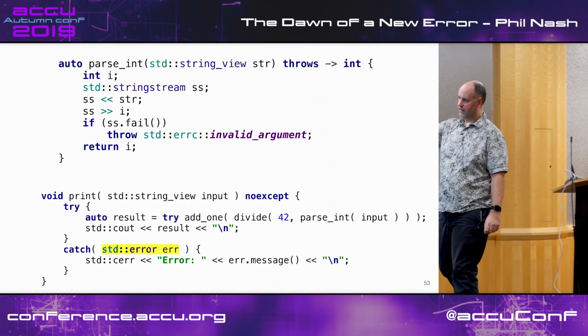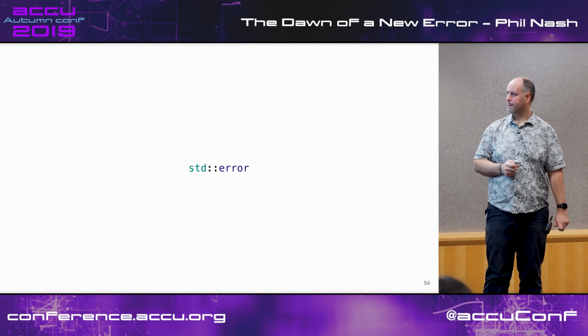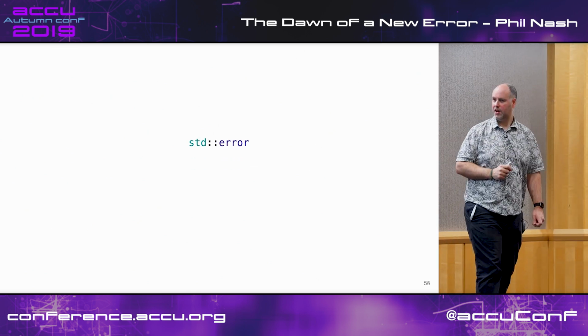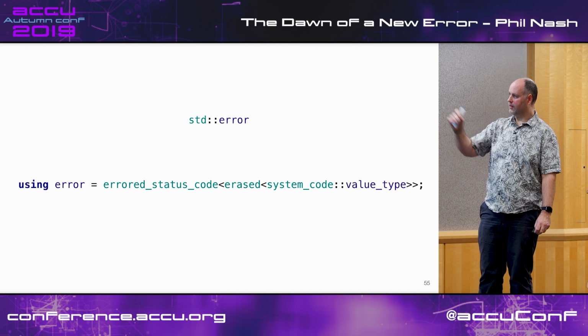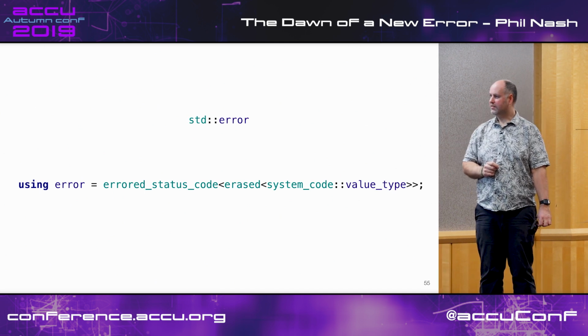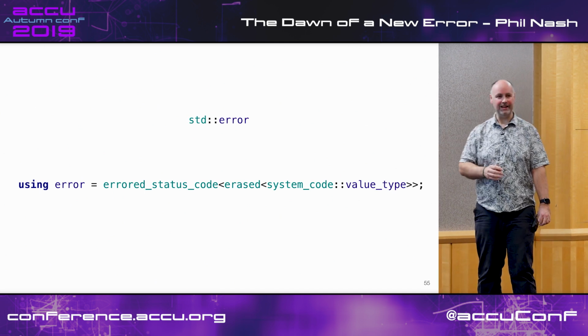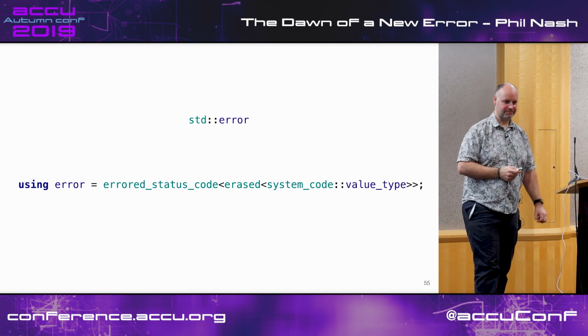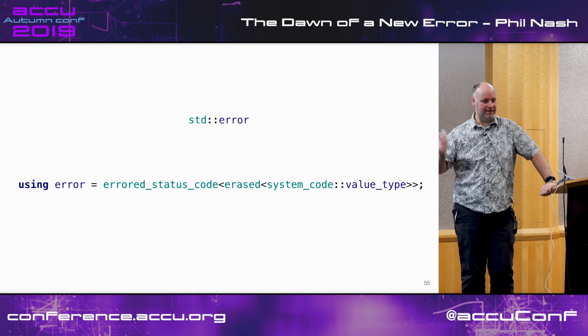So before we get to that, we're talking about std::error. Let's just have a quick look at what exactly std::error is. std::error is actually a using alias for errored status code, erased system code value type. Right, so we cleared that up. We know what it is now. Don't worry, we'll unpack that a little bit.